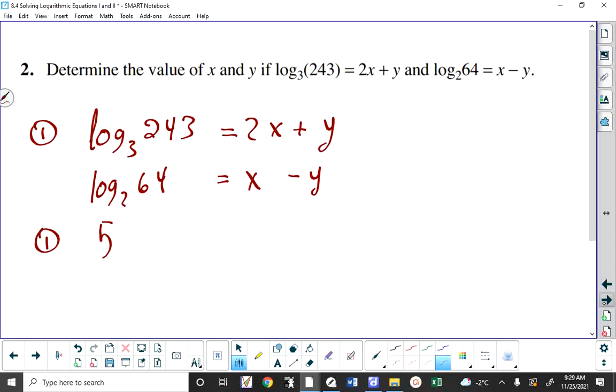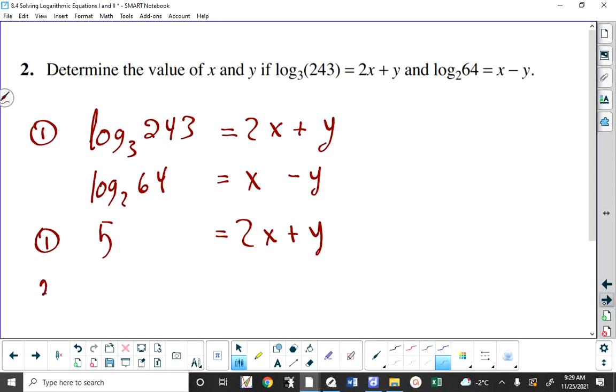You'll see why the rest of it becomes very simple in a minute. But if this were a written response, as a student, I'd be more comfortable writing 5 and then off on the side someplace writing log base 3 of 243 equals 5, because 3 to the 5 equals 243. I would actually write that down. So now we have 5 equals 2x plus y.